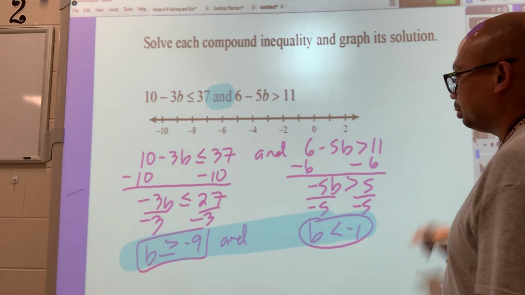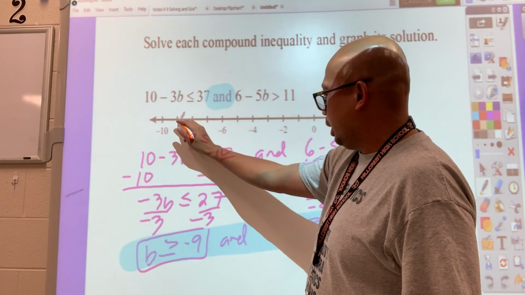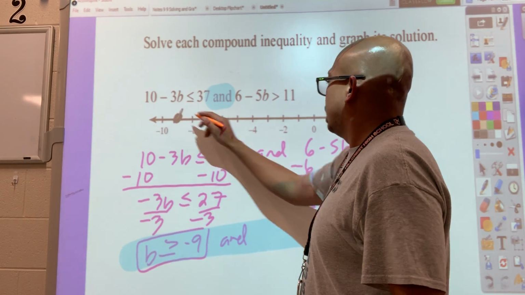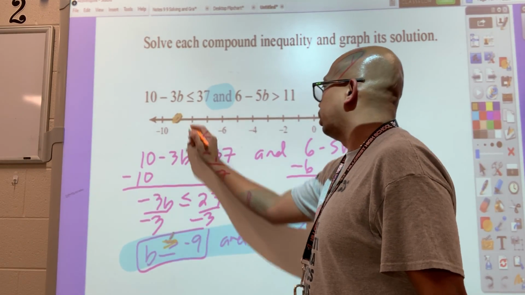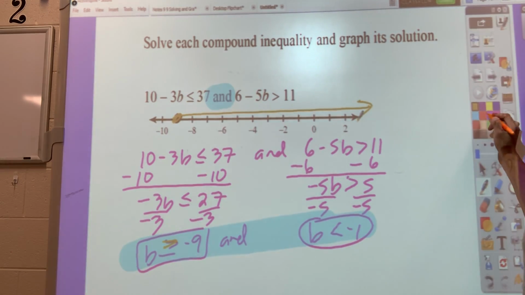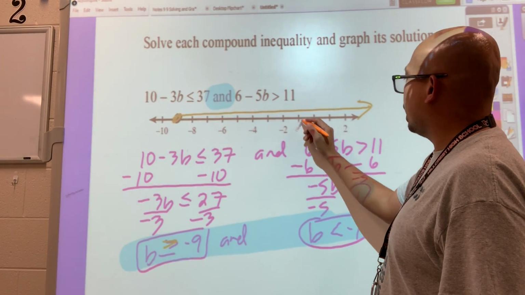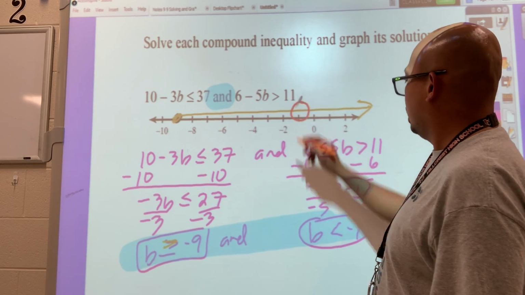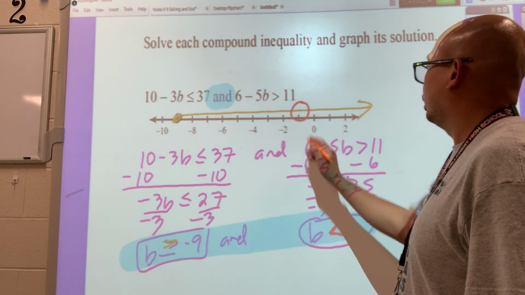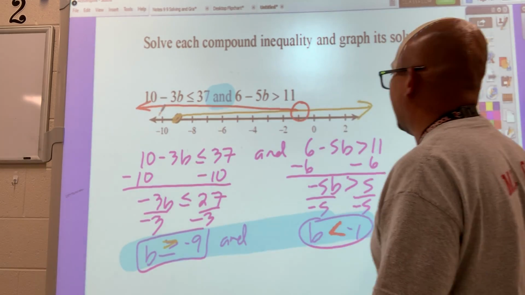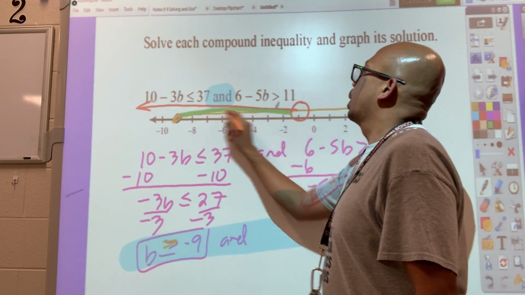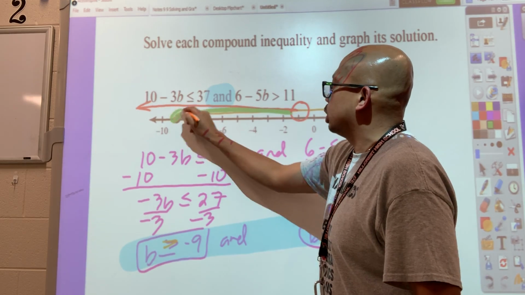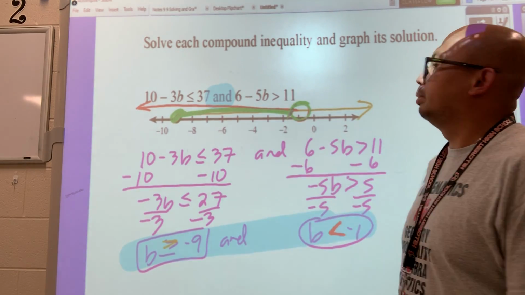Let's graph it. The negative 9 is right here, it's closed. Where is this pointing? To the right. This negative 1 is right here. It's open. Where is this pointing? To the left. So the final answer, if you ask me, is this portion here, including the shaded portion and the circle right here.